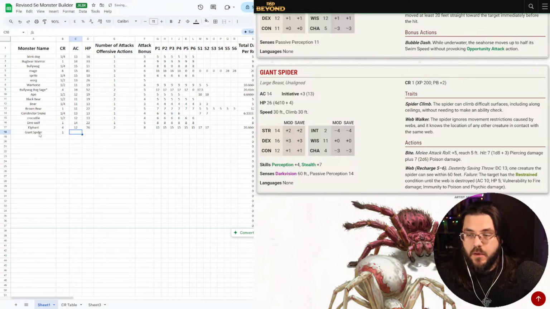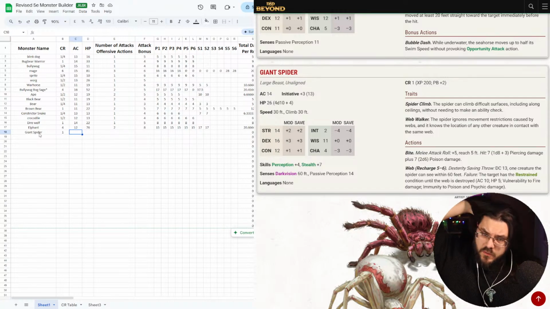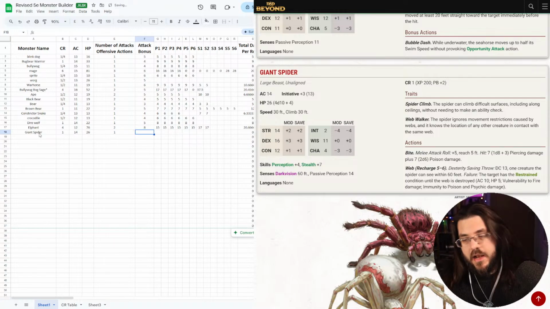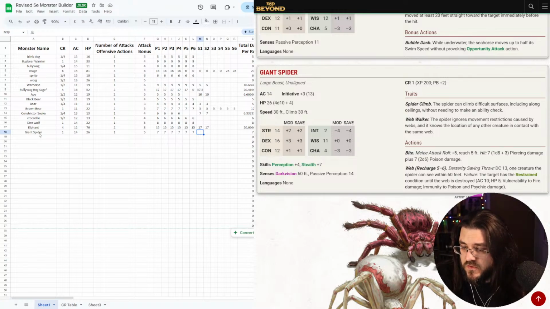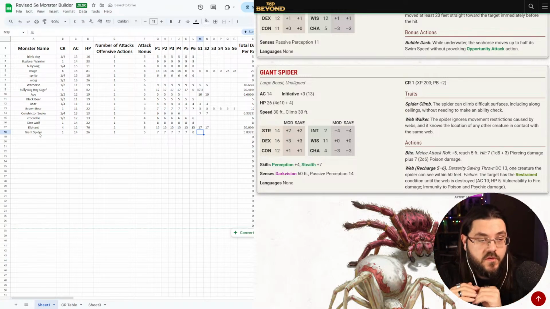Giant spider, CR1. What's the AC on a giant spider? 14, 26. 1 offensive attack, right? Yeah. And it's got the web, but attack bonus on that is a 5, and then it's 7s. So we'll start out by filling in the 7s, and then the web recharge is 5 or 6. Dexterity saving throw. 1 creature is restrained. The web is destroyed. So they probably would do that once, which would replace some of the damage, which would reduce the damage a little.